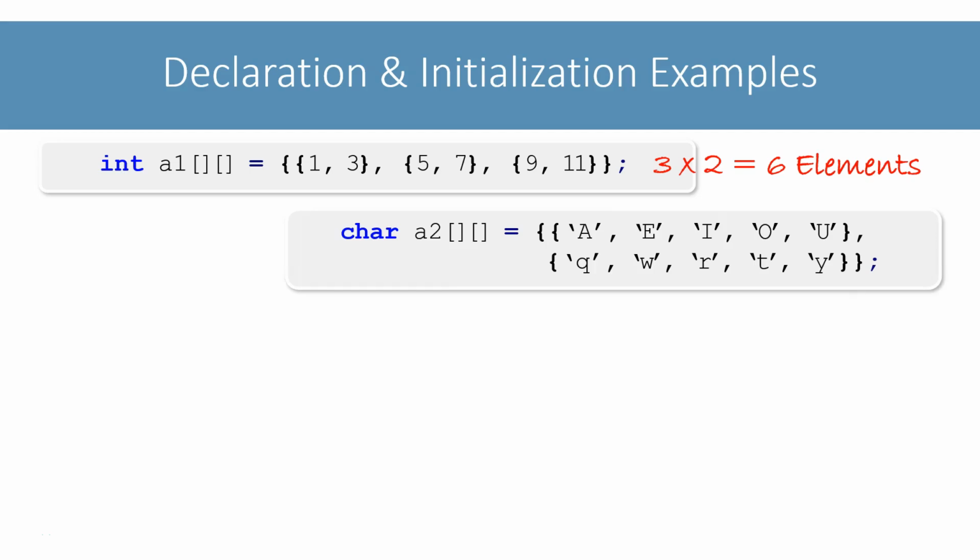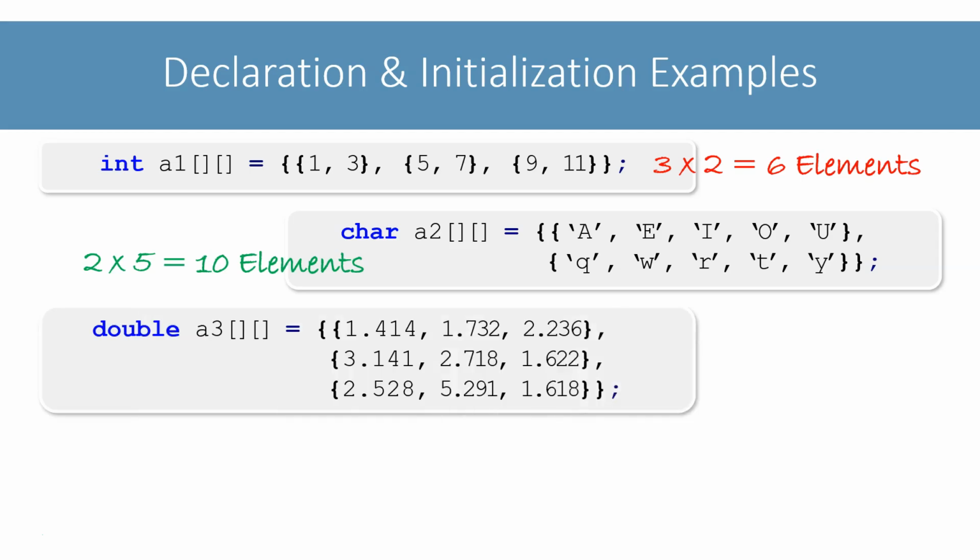It has 2 rows and 5 columns, so its dimensions are 2 by 5. It can hold 2 into 5, which is equal to 10 characters. After that, we have a 2D array A3 of double type. It has 3 rows and 3 columns. This makes its dimensions 3 by 3 and it can hold 9 double values in it.